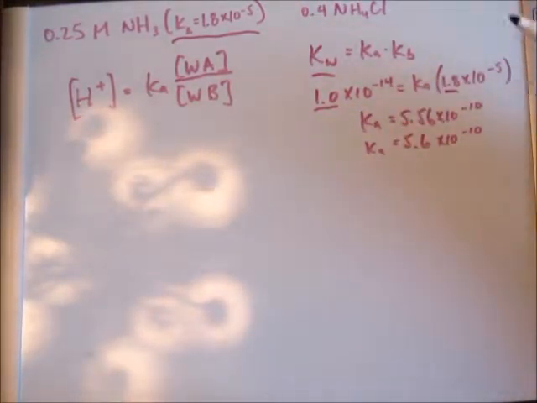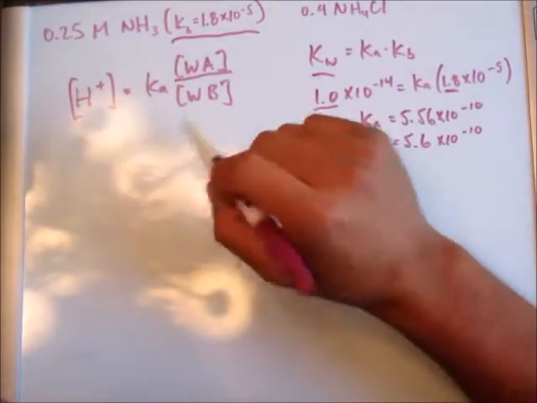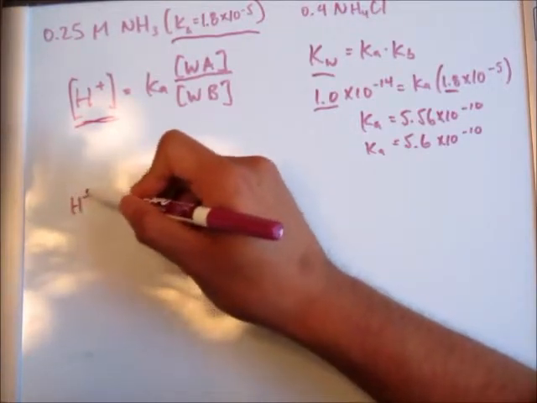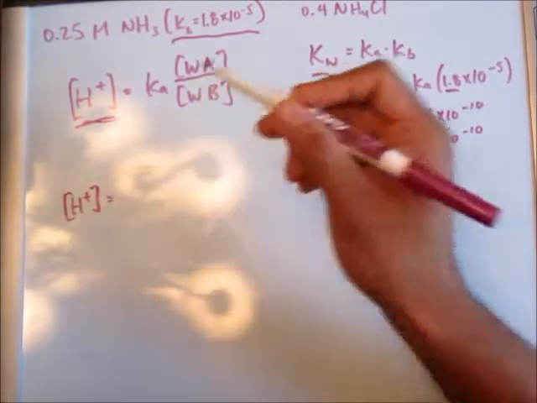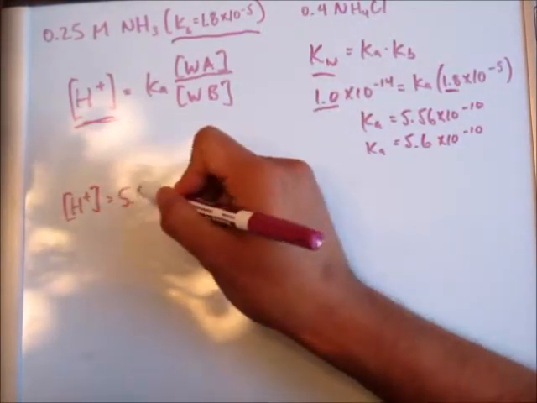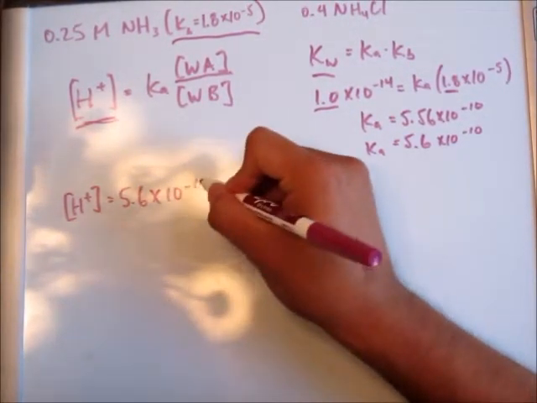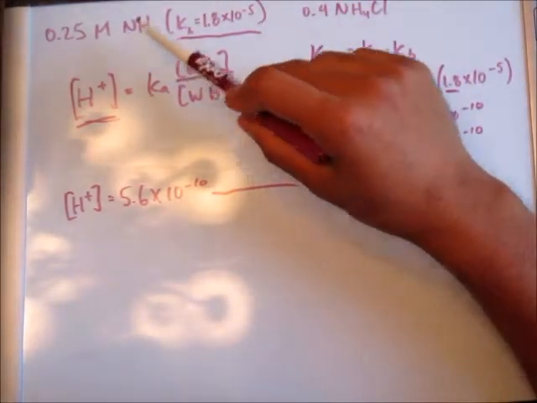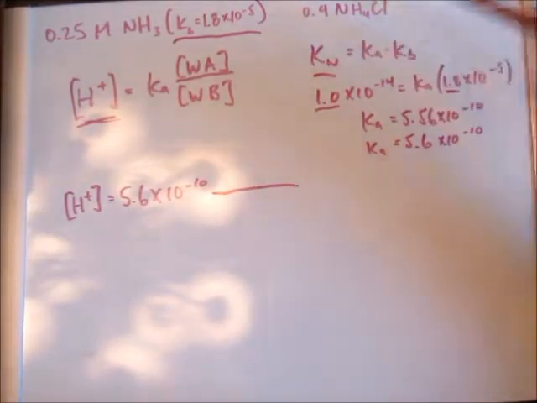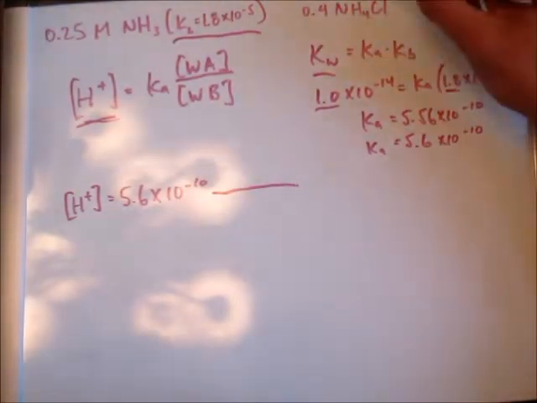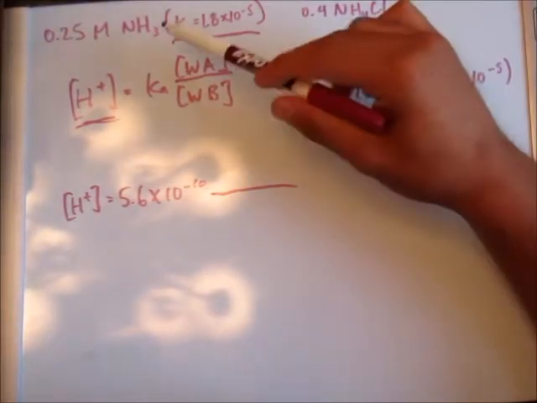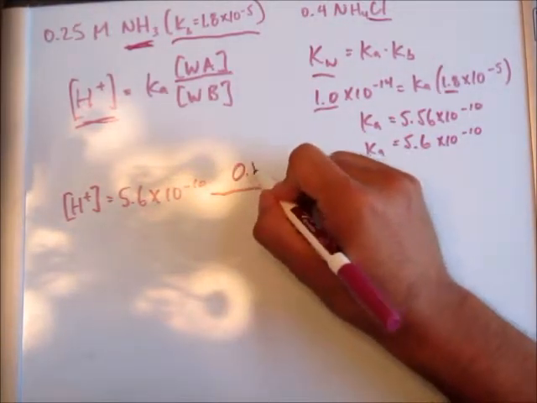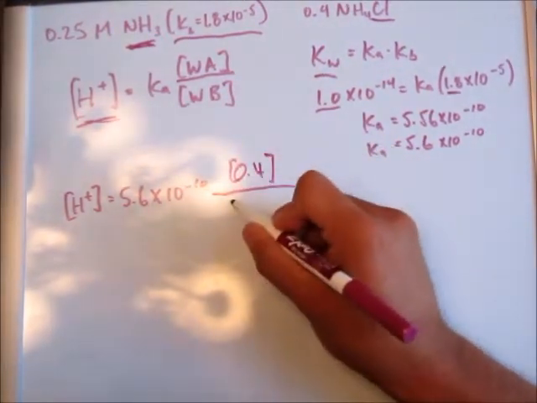To find the H plus, we have to first plug all the values into this equation. We know our Ka, which is 5.6 times 10 to the negative 10, and our concentration of weak acid over weak base. We need to figure out which one's the acid and which one's the base. Since NH4Cl has a Cl, that's going to be the acid, and NH3 is going to be the base because that's ammonia. So we put the concentration of the acid, 0.40, on top and the concentration of the base, 0.25, on the bottom.